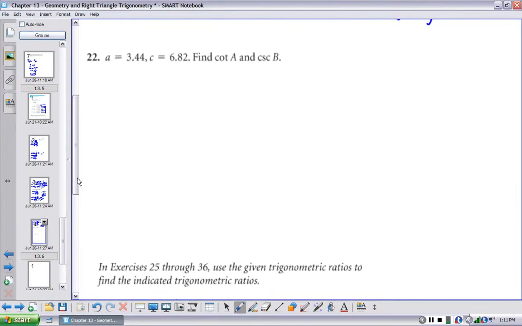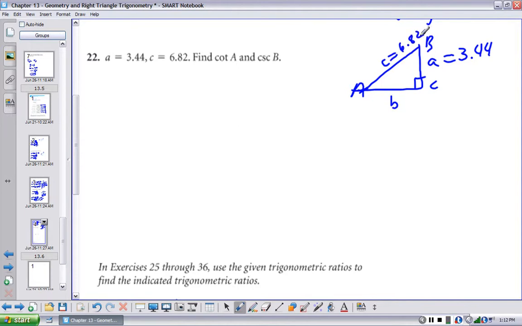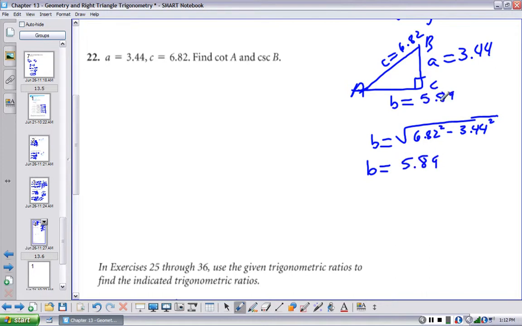All right, let's look at number 22. Again, let's draw a triangle. A, B, C, little c, little b, little a. So A is 3.44. C is 6.82. And B, let's go ahead and find it. It is the square root of C squared minus 3.44 squared. That's 5.89 when you put that in your calculator.